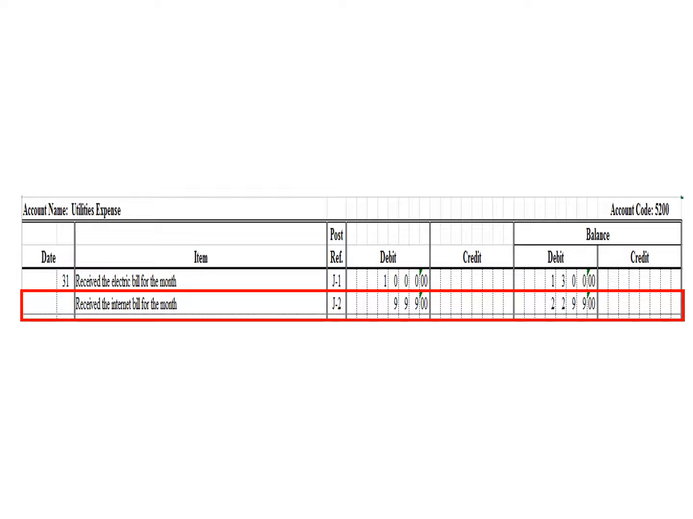Posting reference, J2. Under the debit column, we write 999 pesos. In the balance section under the debit column, we write 2,299 pesos. How did we get this amount? We have a previous debit balance of 1,300 plus another debit of 999 pesos. As of March 31, the utilities expense ledger has a debit balance of 2,299 pesos.